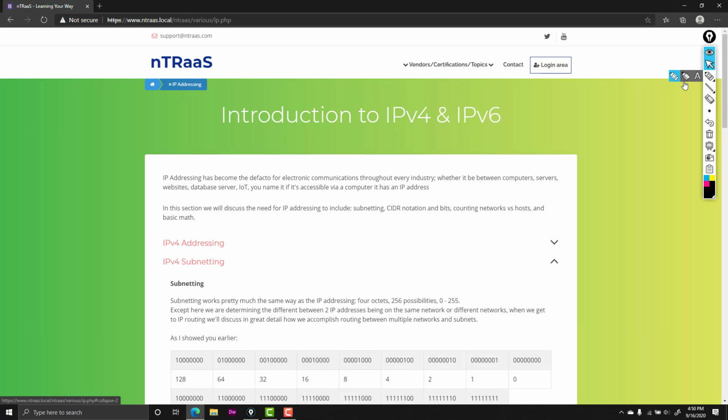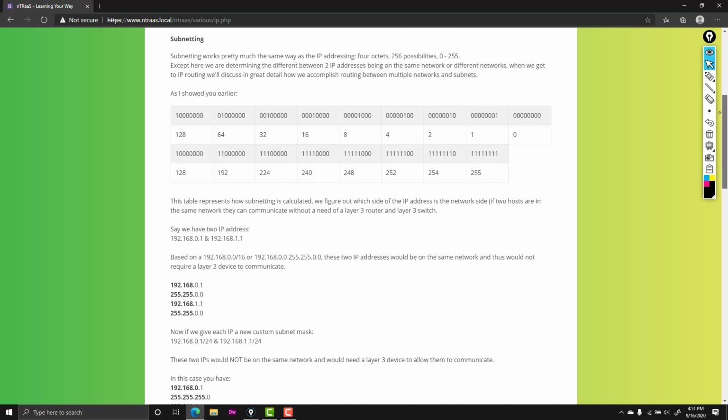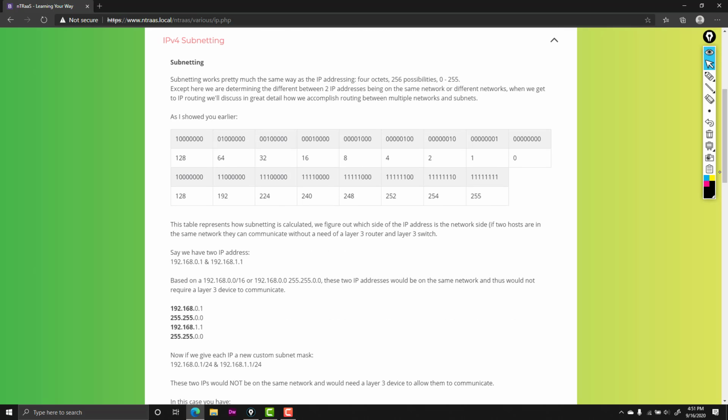So next we will be talking about subnetting. Now keep in mind you can't have IP addressing without subnetting. And this goes for IPv4 and IPv6. You need to know that IP subnetting works pretty much the same way as IP addressing does: 4 octets, 256 possibilities, 0 through 255. Except here we are determining the difference between 2 IP addresses being on the same network or different networks.